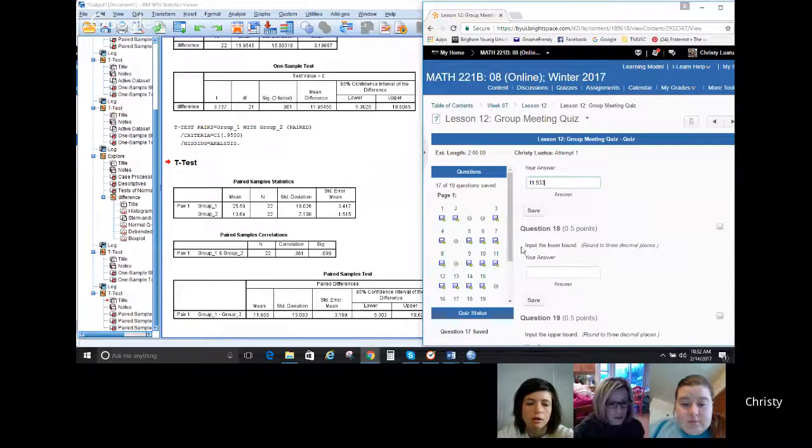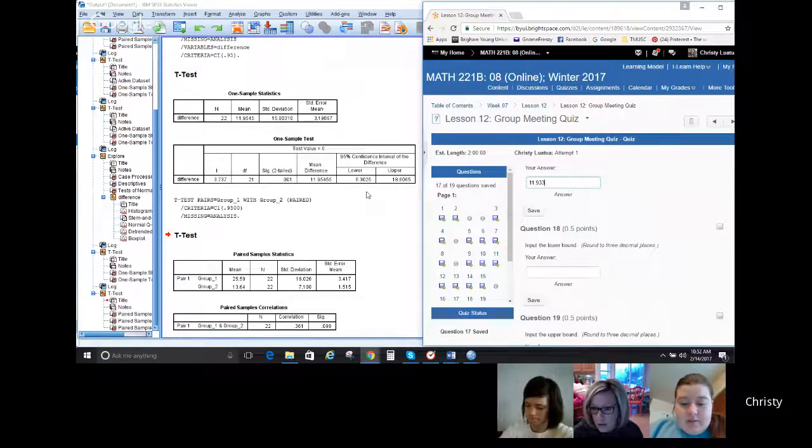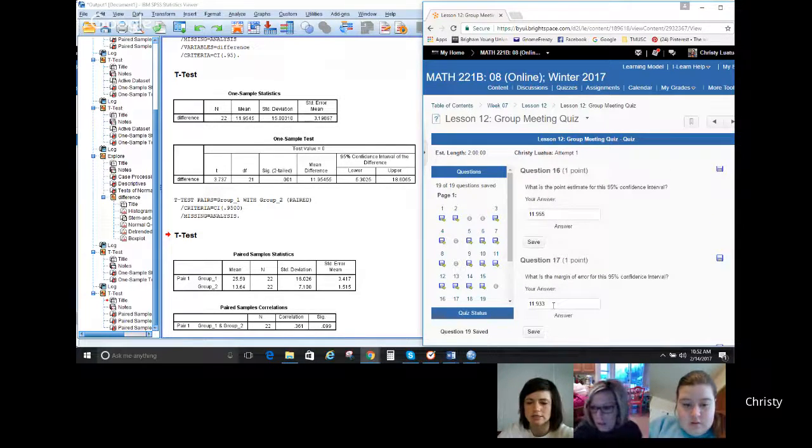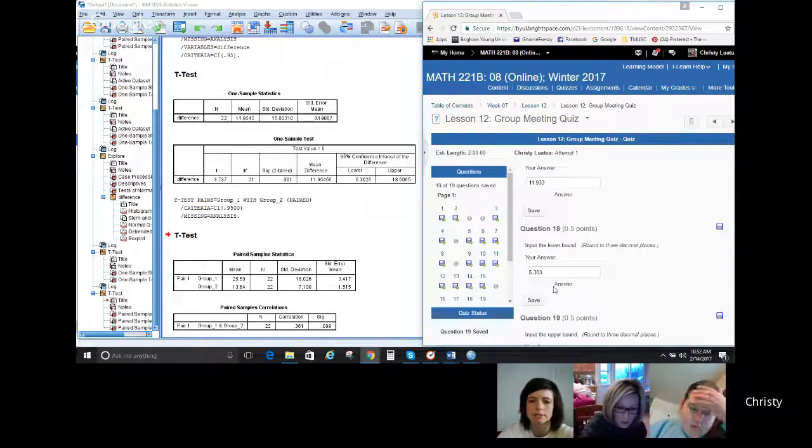Input the lower bound. That's 5.303, right? Yeah. So what, 5.303? Yeah. Yep. Wait, I just messed up my number 16. Oh, never mind. I did not mess up 16. I just got it confused because 16 and 17 are so similar. Yeah. Okay. 18, input the lower bound.